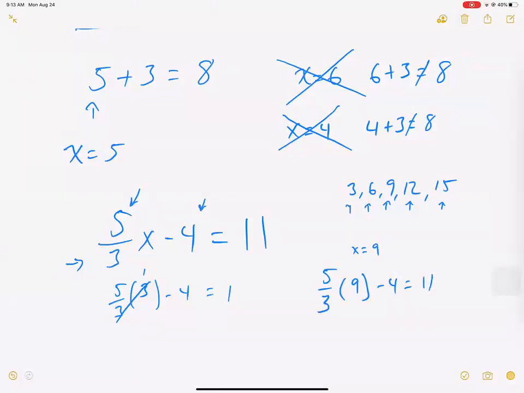Nine divided by 3, let's do division first. I like doing division first, is 3. 3 times 5 becomes 15, and 15 minus 4 is 11. Hey, the answer would have been 9. But for us to guess and check is the most silly way possible. It's a waste of our time.